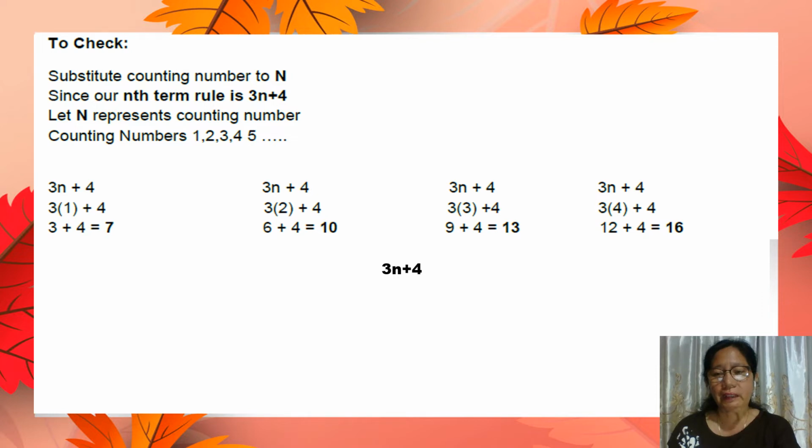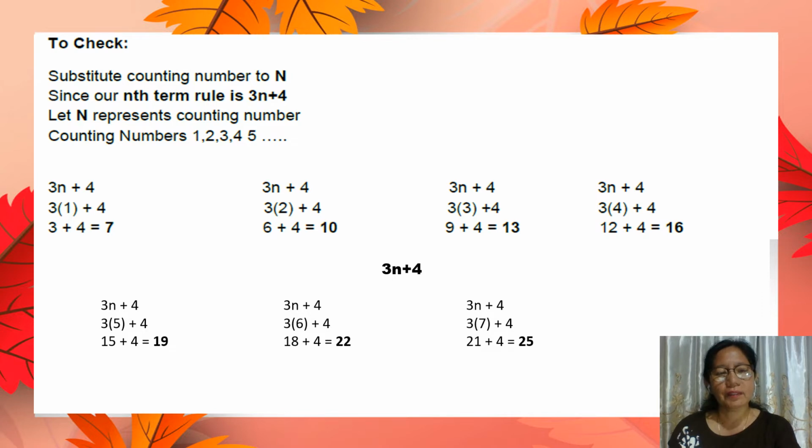If we are going to find the next three terms, if n is equal to 5, 3 times 5 is 15, plus 4, that is equal to 19. If n is 6, 3 times 6 is 18, plus 4, that is 22. If n is 7, 3 times 7, that is 21, plus 4, that is 25. So the sequence 7, 10, 13, and 16 with the next three terms are 19, 22, and 25.